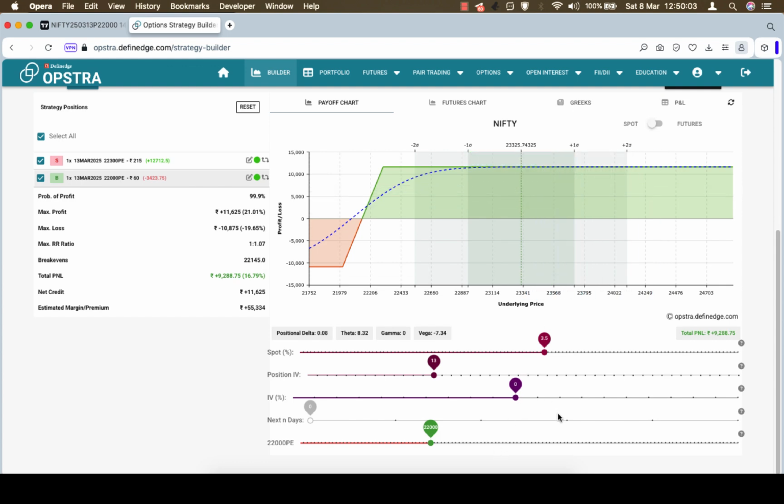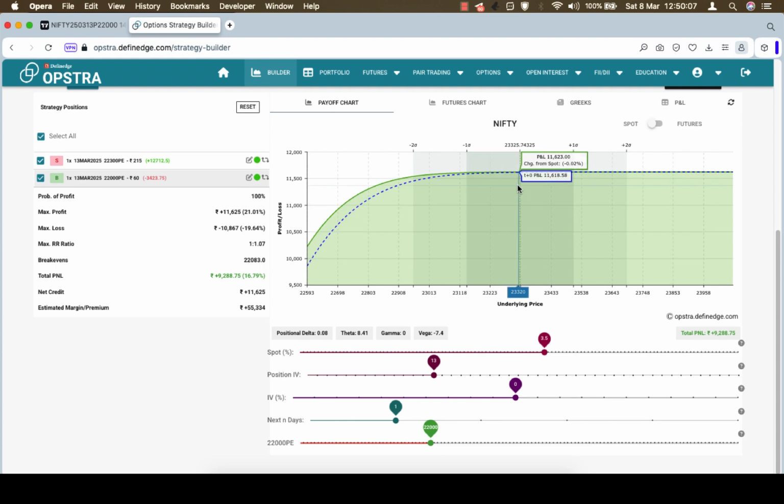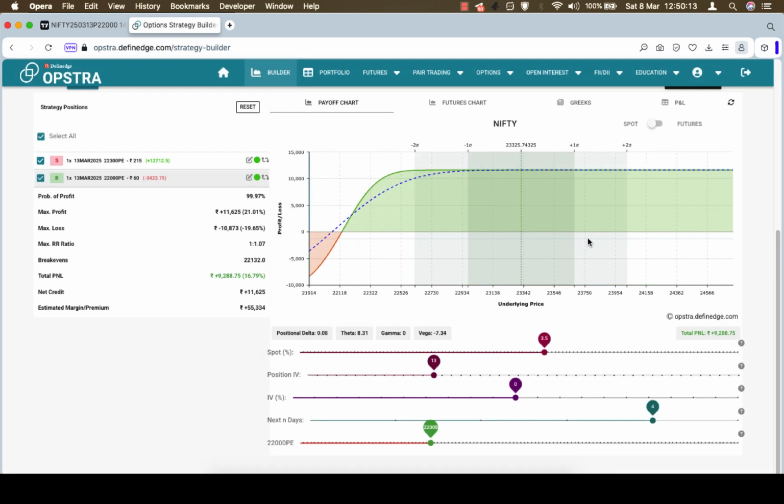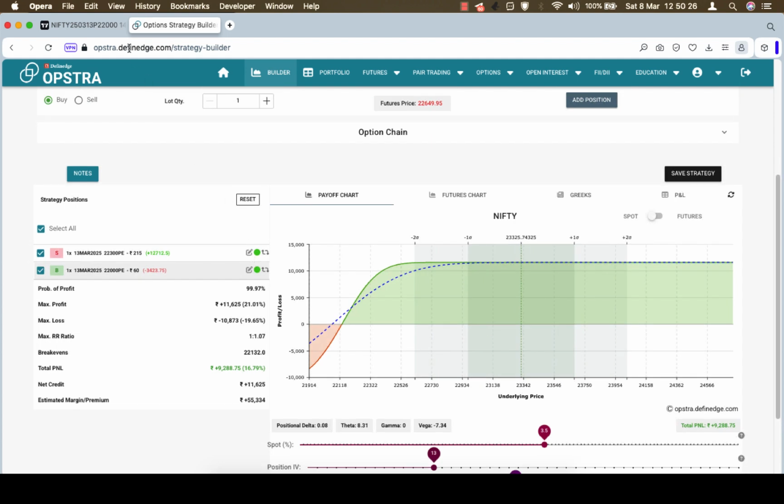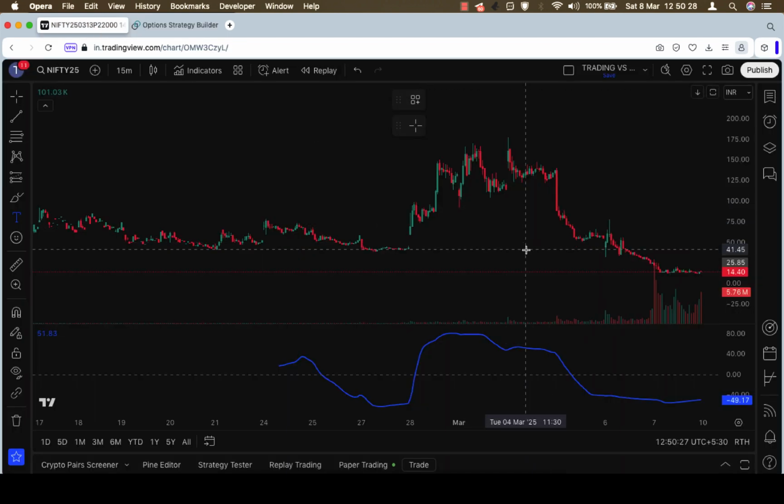If I look at the next day, I would make some profit of around 11,600. Similarly, on the next expiry day, I will make more. This is actually the maximum profit, I did not notice that. The maximum profit is 20%, which is 11,000. In that way, I can always trade based on the oscillator.